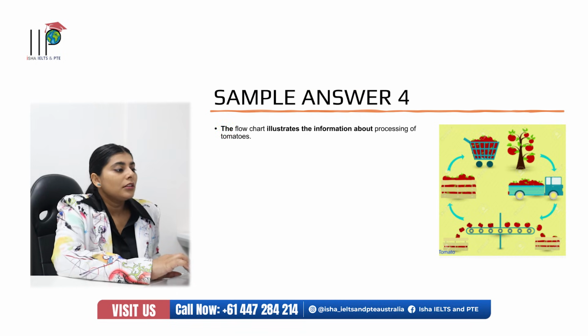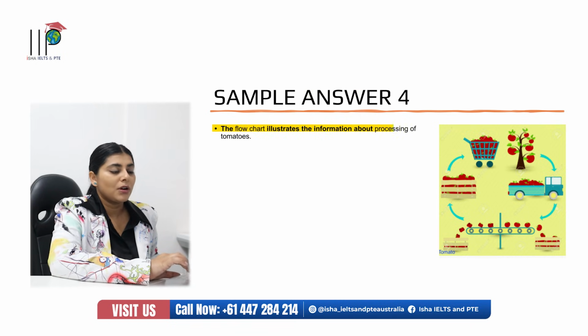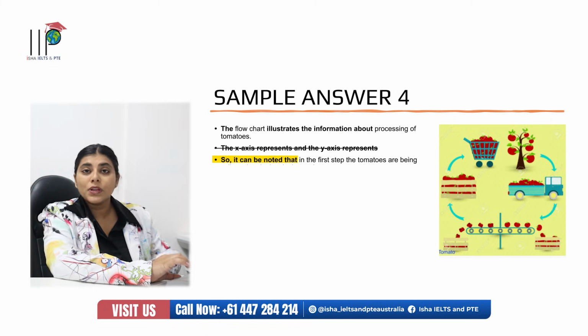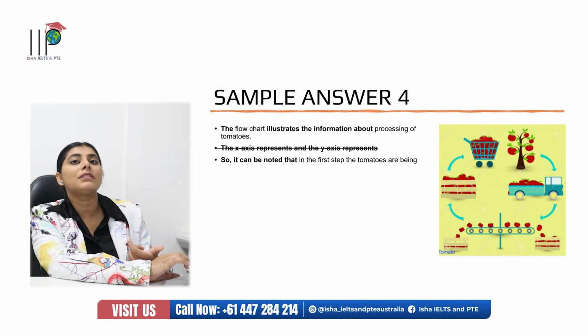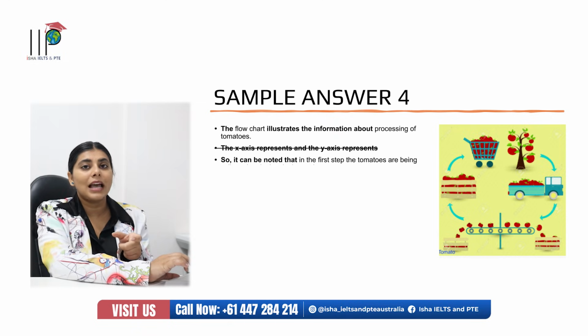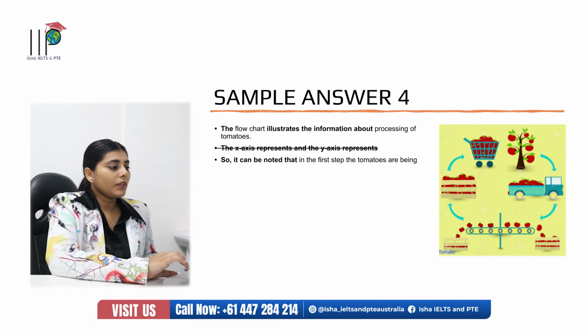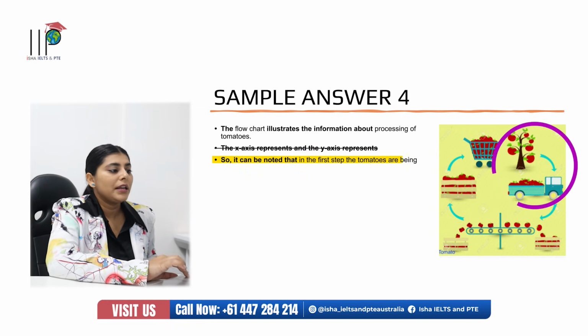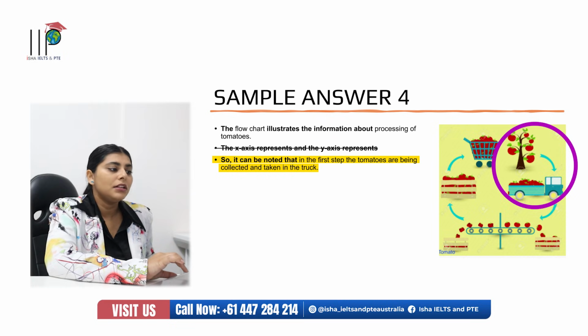So I'm going to say, the flowchart illustrates the information about processing of tomatoes. So it can be noted that in the first step, so you can use these kinds of words like in the first step, in the second step, in the last step, or you can use the word initially this happened, at the last stage this is happening, something like that. So I'm going to say, it can be noted that in the first step the tomatoes are being collected and taken in the truck.